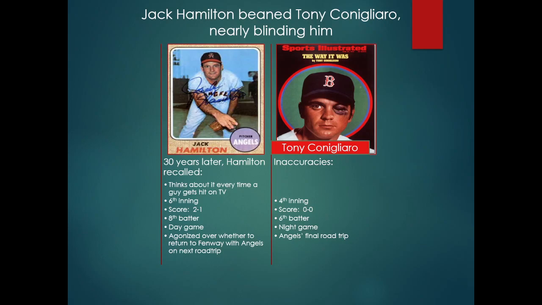Maybe, I mean, it's been 30 years, so maybe the next time it was time to go to Fenway, he agonized over it. But long story short, of all the details, he didn't get any of those right. You would think day game versus night game would be meaningful. I'll give you the sixth inning versus fourth inning, and the eighth batter versus sixth batter. Those are tiny details that don't really matter for the big scheme of things. The score being 2-1 versus 0-0, baseball is not the highest scoring sport in the world. So 2-1 seems meaningfully different from 0-0.